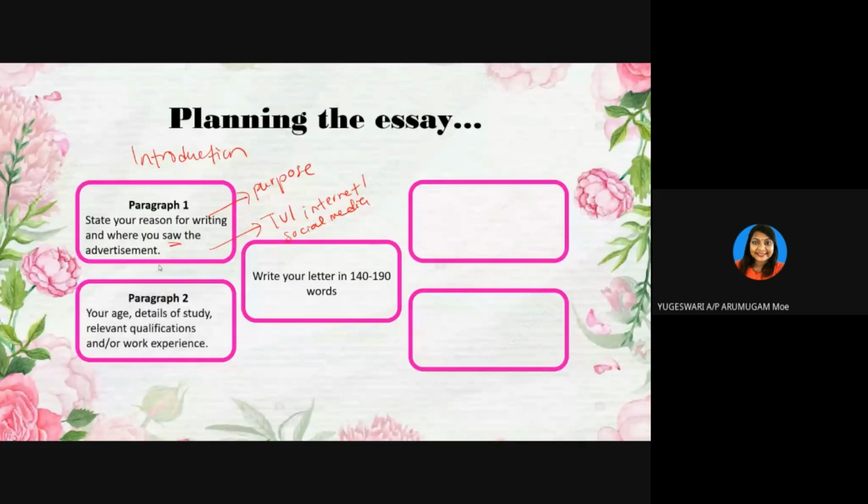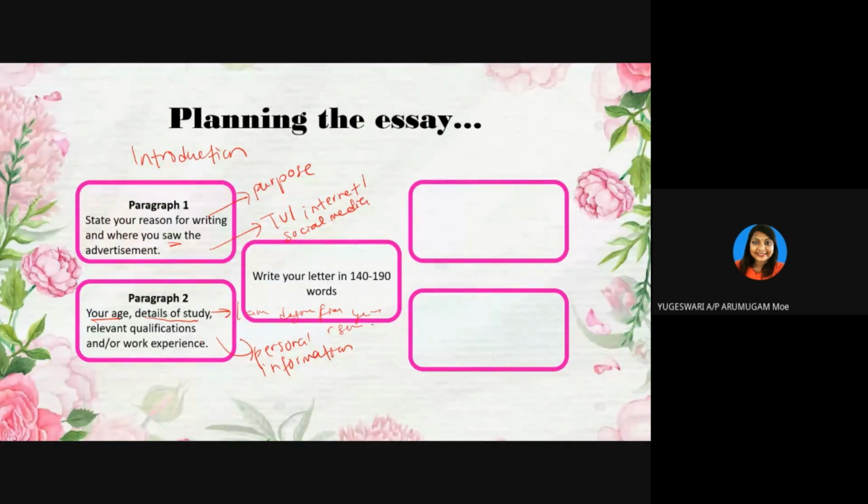Next, moving on, paragraph 2. So here comes your personal information, mostly about your personal stuff. For example, in paragraph 2, you talk about your age. How old are you? Then the detail of your study. For example, you can just say, I have just finished my SPM. Or if you want, you can say, I am waiting for my degree final year results. What are you doing? What's your level?